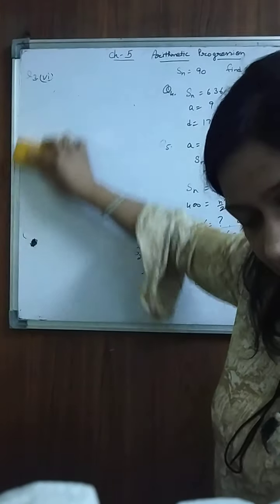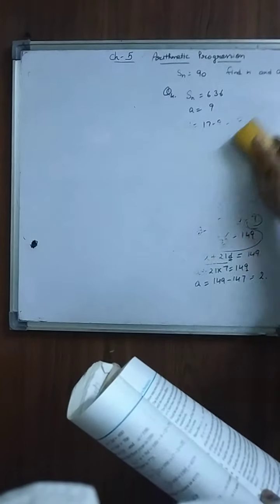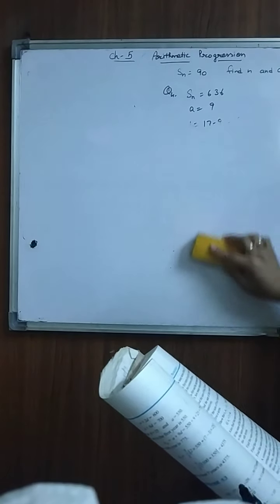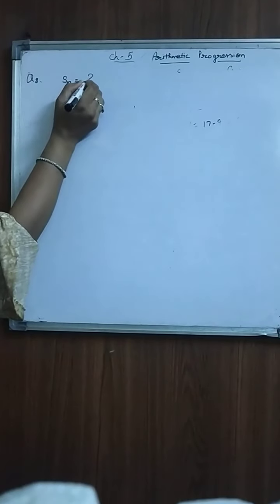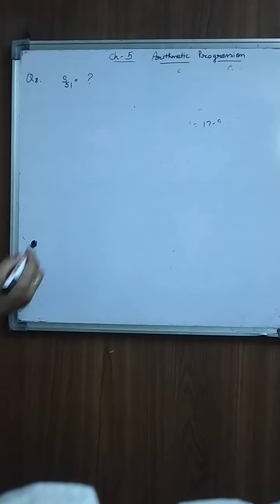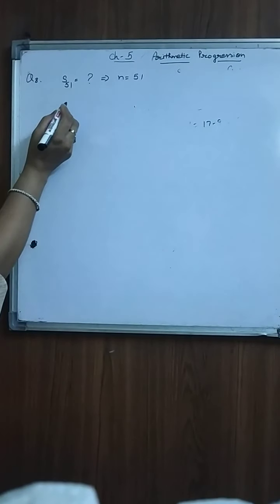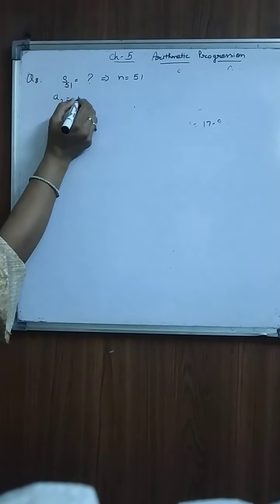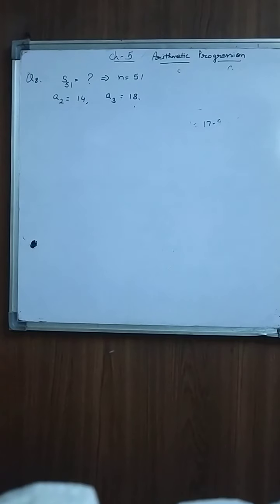Now the 8th question is given to you. Find the sum of the first 51 terms of an AP whose second and third terms are given to you. In the 8th question, we have to find Sn, and here it's given as 51. It implies N is equal to 51, and the second term, A2, is given as 14 and the third term, A3, is given as 18. This is given to you.